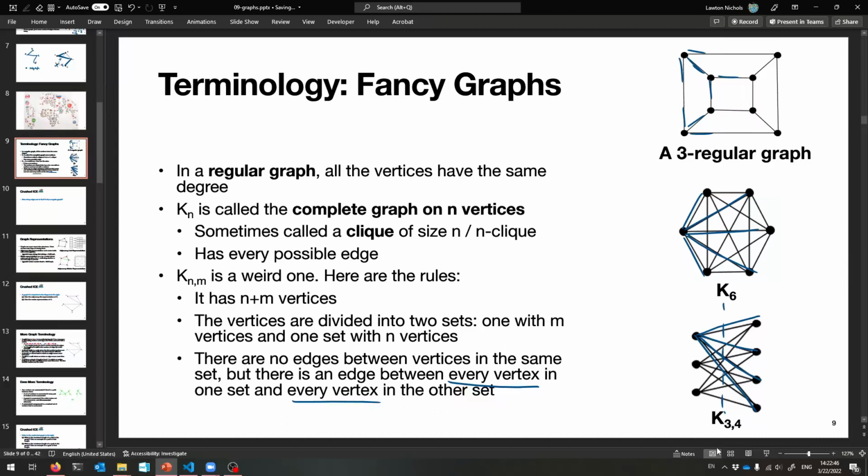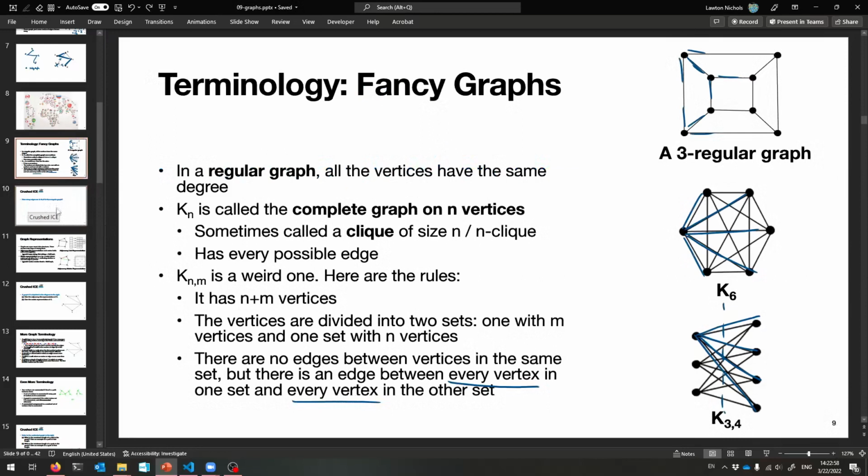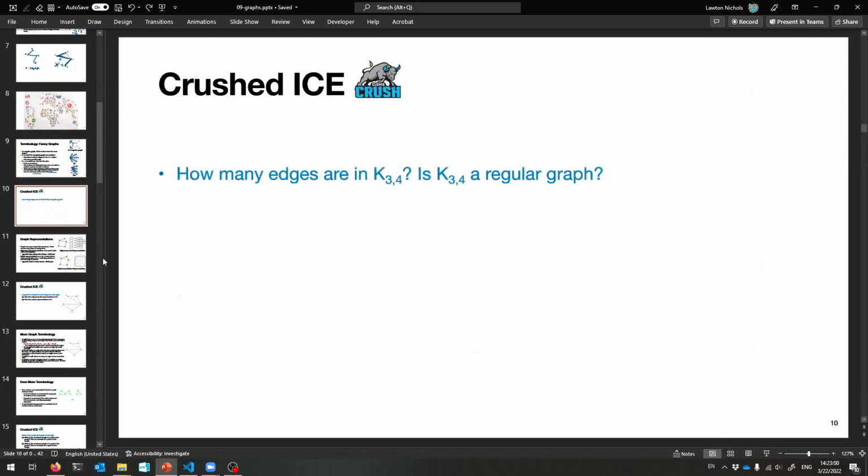So I'm finally ready to give you some examples for you to try. So here's a question for you. How many edges are in K34, and is it a regular graph? Remember the definition of regular. Maybe pause it for a second here to look at it. So take a look at that and tell me.